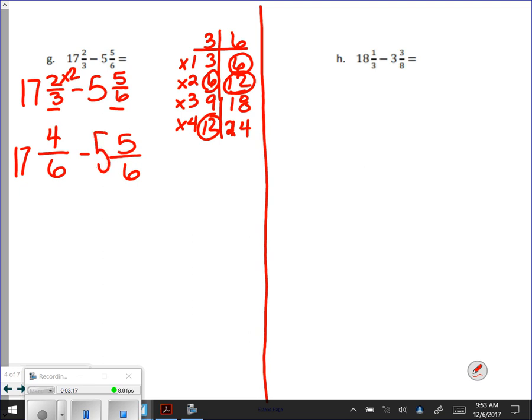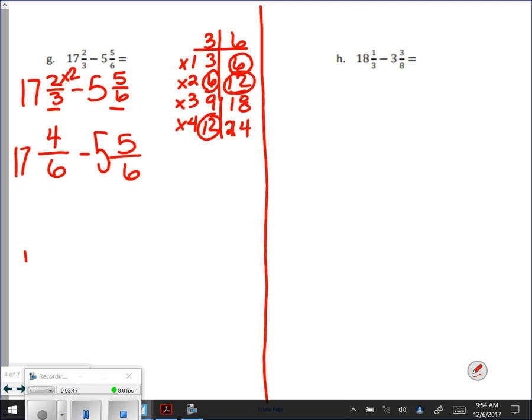4 minus 5, I can't do it. And I know what some people do is they're like, oh, I can't subtract it this way, so I'm going to take my fractions and switch them around. I can't do 5 minus 17. You do not switch your things. I've seen so many people do weird stuff. This one is supposed to be in the front. This one has to be in the front. It stays there. So I have to borrow from here.